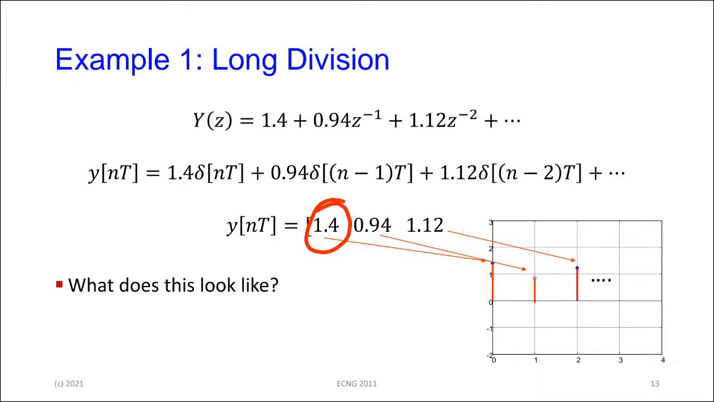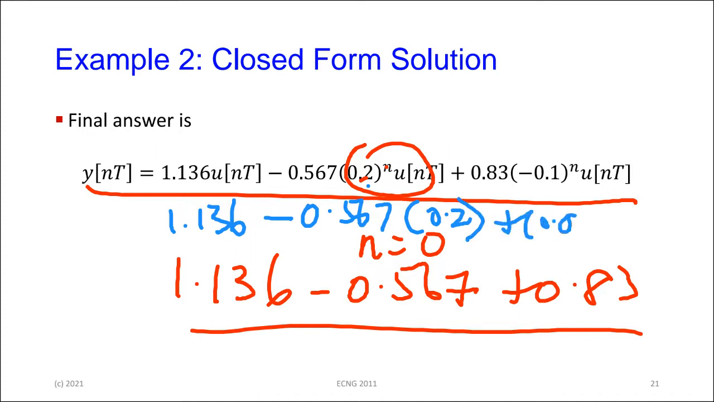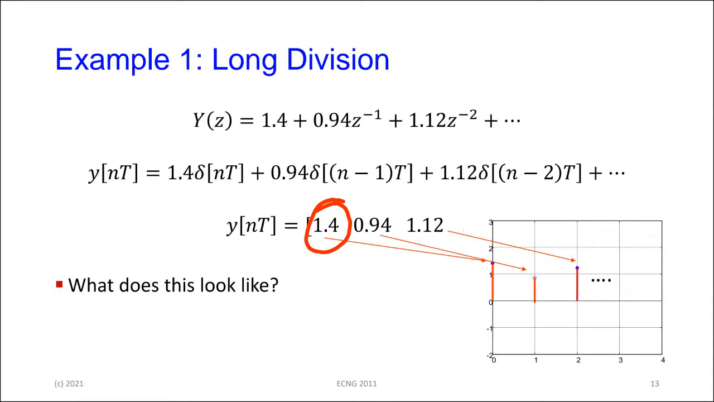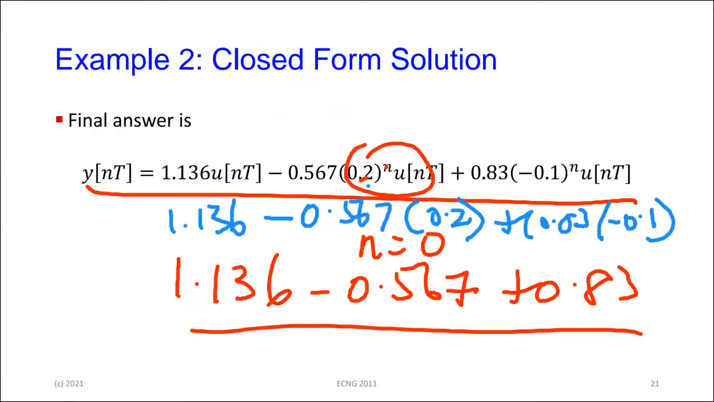Yeah? And then if I substitute n equals 1 here, I'm going to get 1.136 minus, well, 0.2 to the power 1, so it will be 0.567 by 0.2, plus 0.83 by minus 0.1. If you plug that in, you're supposed to get the second value, 0.94. And n equals 2 is supposed to give me 1.12. Fair enough? This is the closed form.